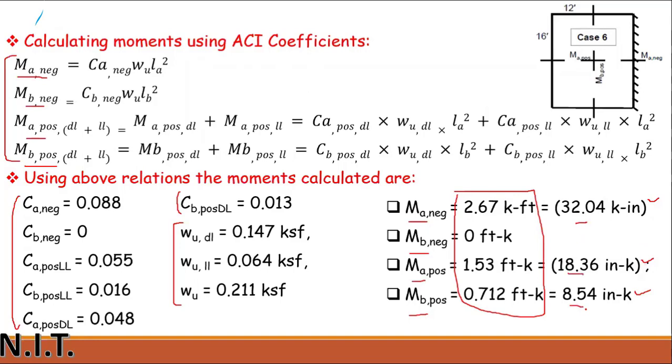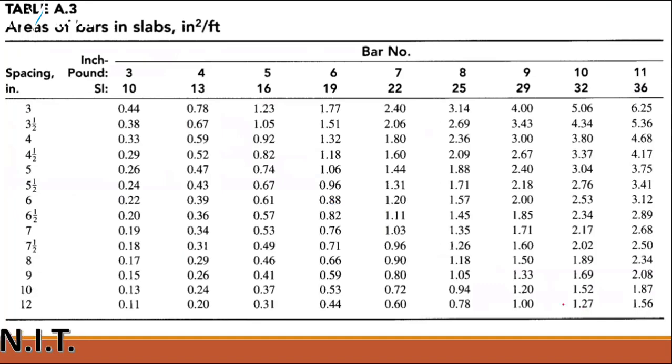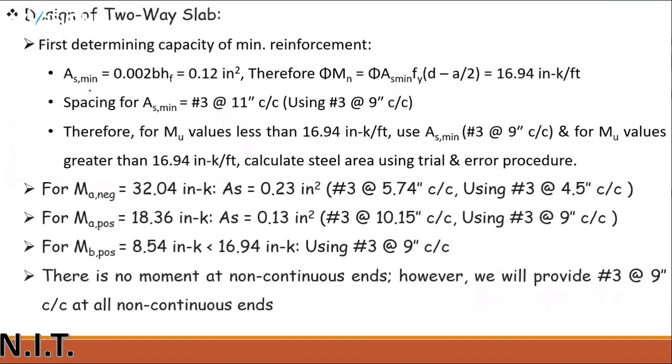How can we calculate the area of steel? Let's discuss that over here. First, determine the minimum capacity. How can we determine the minimum capacity? This is the new lecture. The formula which is available for area of steel minimum is 0.002 BHF. Clear? So 0.002 BHF.